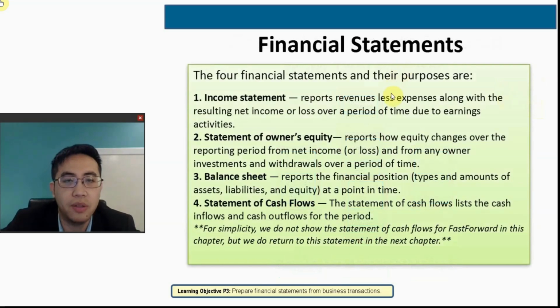The income statement reports revenues less expenses, and it is for sure for a period of time. The statement of owner's equity reports how equity changes over the reporting period, and the balance sheet is at a point in time. It reports a company's financial position, like how much money for total assets and how many dollars for total liabilities or equity. And the statement of cash flows reports the cash inflows and the cash outflows. They do not report accounting items which got affected by non-cash terms.